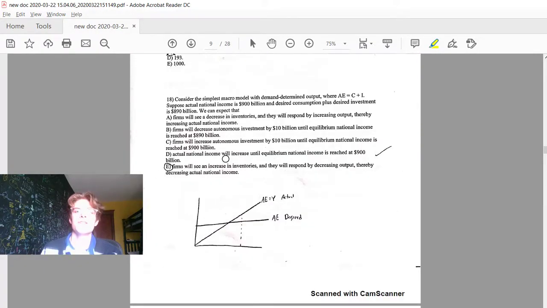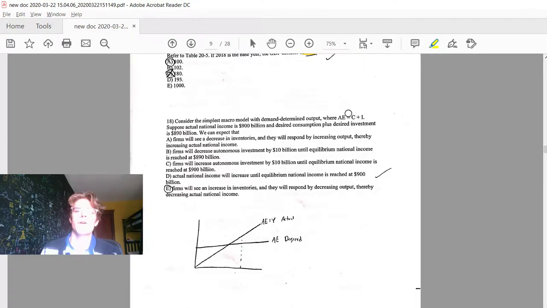Consider the simplest macro model with demand-determined output where AE equals C plus I. So we have no government or exports, like a closed economy. Suppose actual national income is 900 billion and desired consumption plus desired investment is 890 billion. Actual national income is this 45-degree line here, and desired is the line, our function, that we draw. I drew these pretty extremely so that you could see.